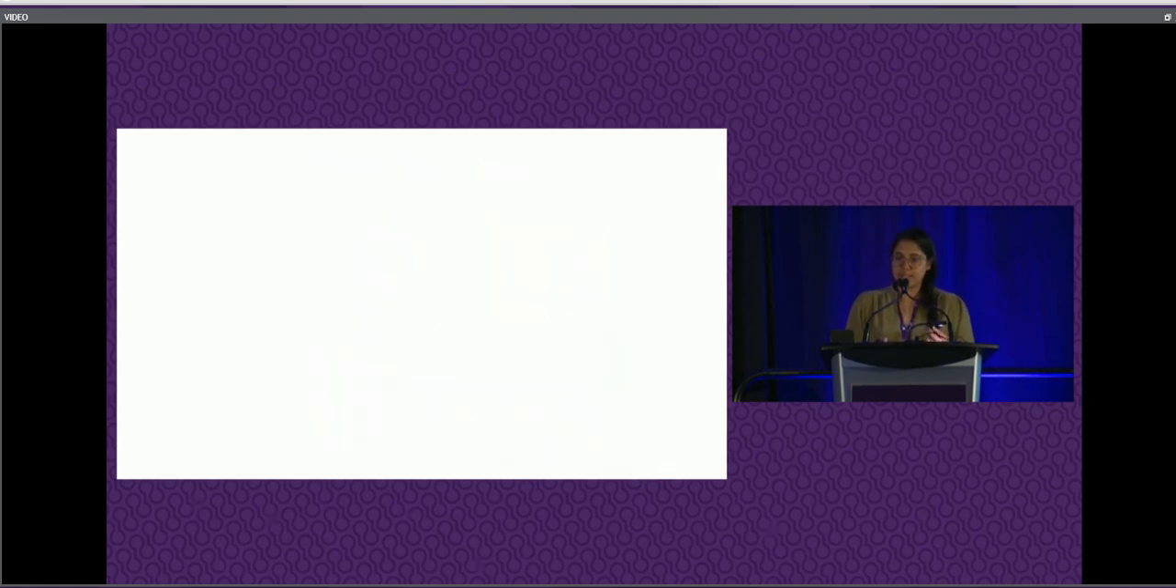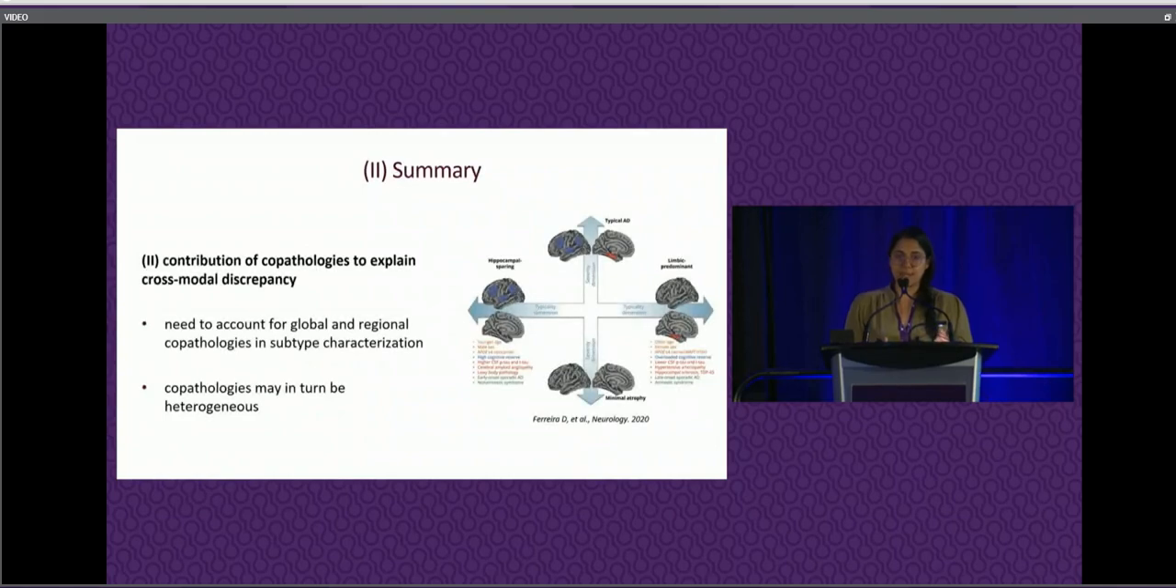Altogether, these few studies suggest that we need to account for copathologies when we look at the subtype characterization based on imaging, and we need to account for not only the global level of these copathologies, but also the regional level of these pathologies, if available. An important reflection from these studies has also been that copathologies may be heterogeneous in nature within themselves and can then differentially be associated with the different imaging subtypes.